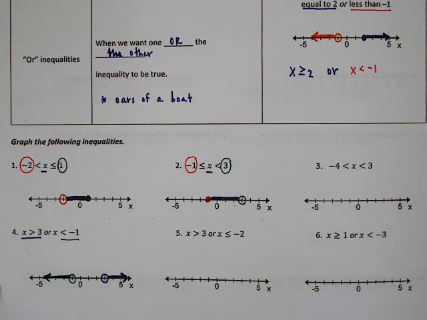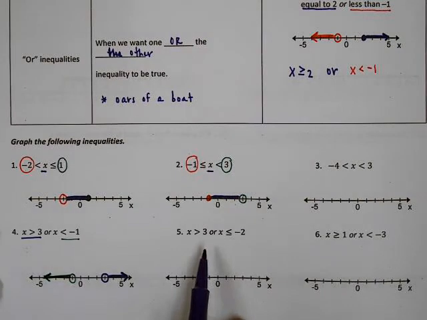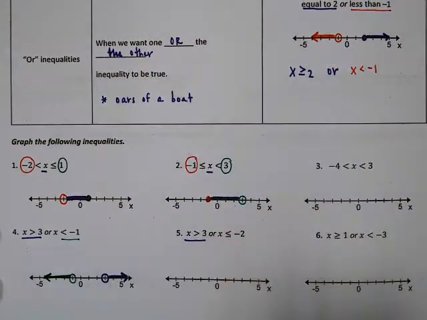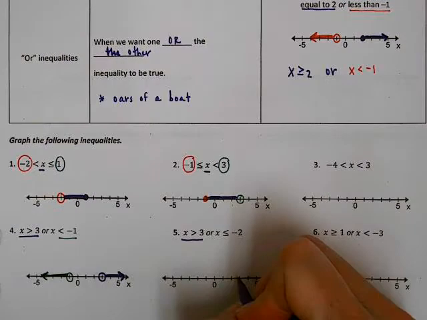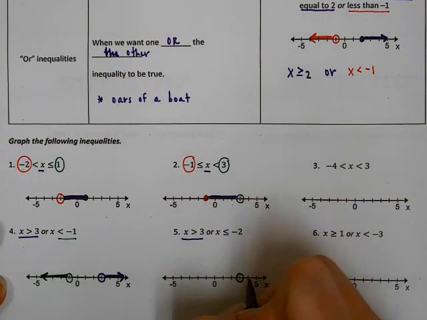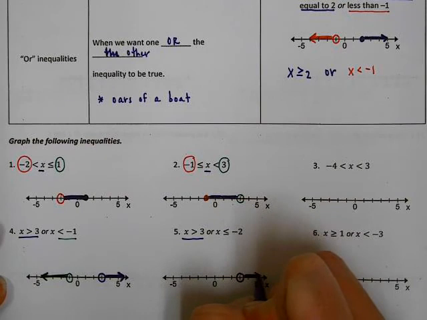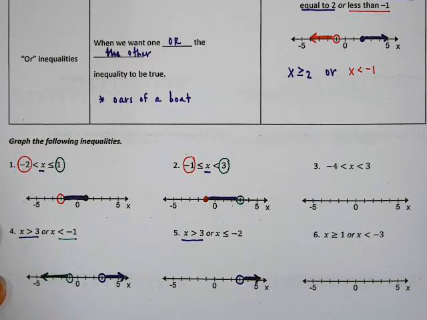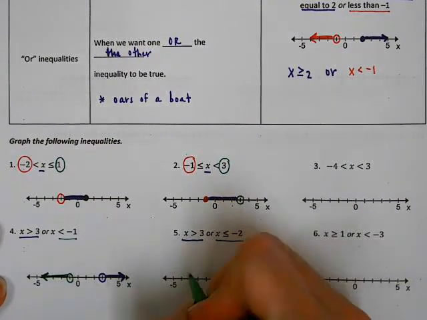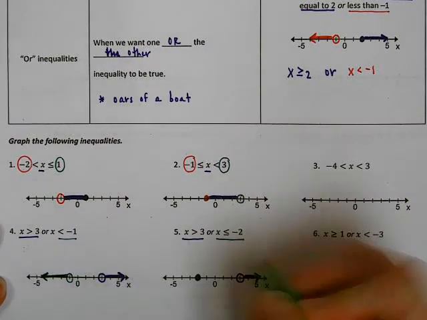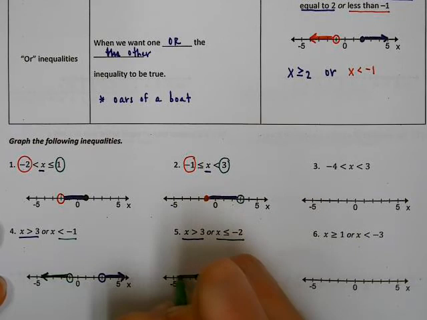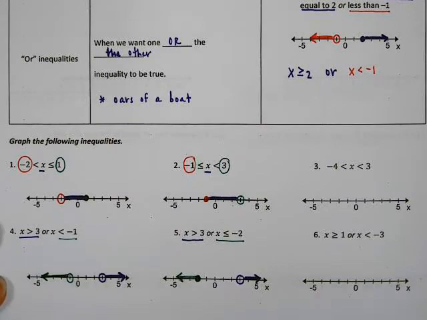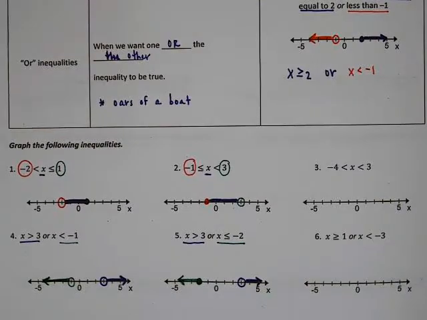All right, number 5, again, I see or here. It looks very similar to start, so x is greater than 3. At 3, I have an open circle and I shade to the right. On this side, I have x is less than or equal to -2. At -2, I'm going to have a closed circle and shade to the left. Okay, so from here we'll move on. That's how we graph our inequalities.